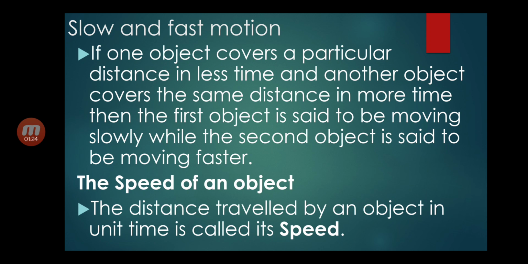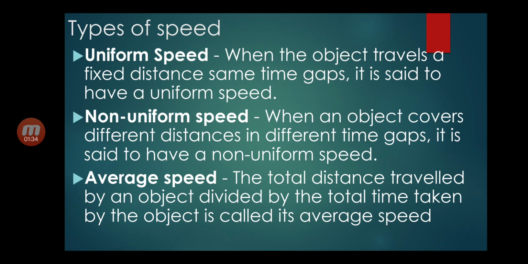The speed of an object. The distance travelled by an object in unit time is called its speed. Types of speed. First, uniform speed. When the object travels a fixed distance in the same time gaps, it is said to have a uniform speed.